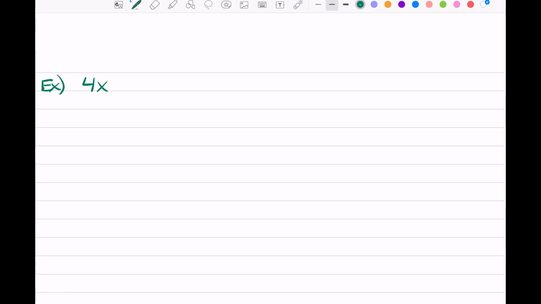Let's have 4x to the negative 2 power over x to the negative 3. We know how to rewrite negative exponents, so we can write x to the negative 2 as 1 over x to the 2. Similarly, x to the negative 3 we can rewrite as 1 over x to the 3.